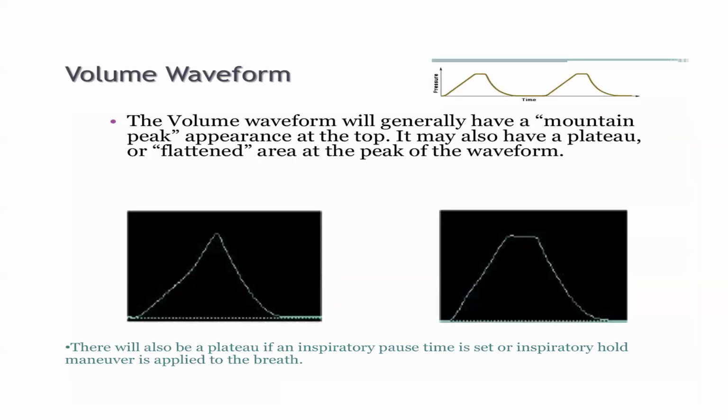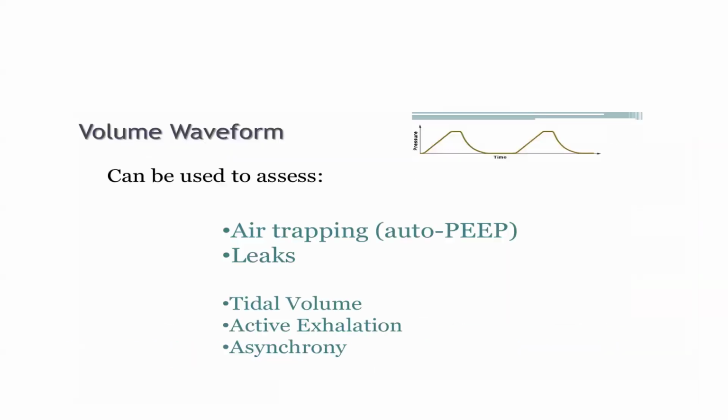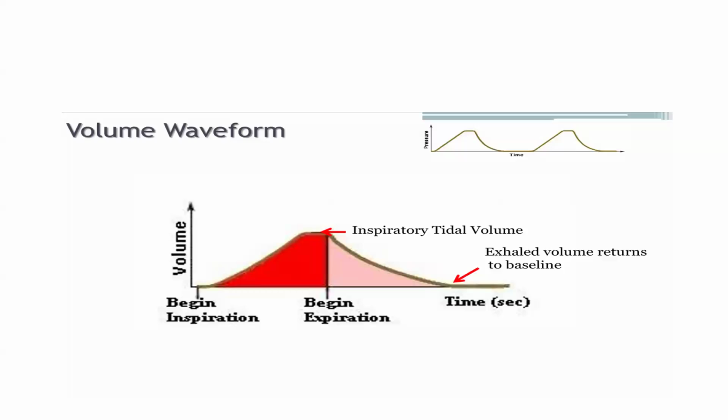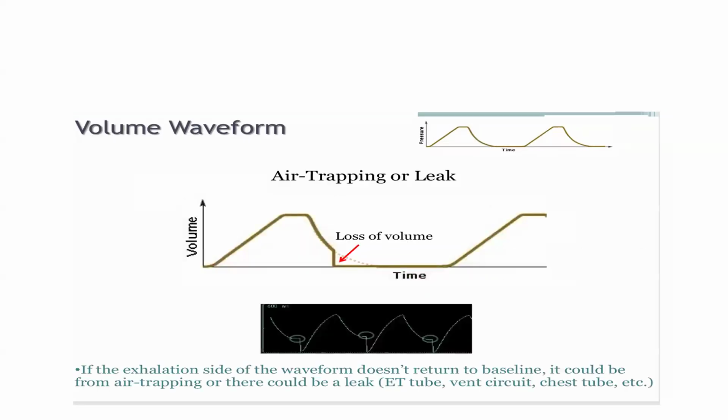Now about the volume waveform. The volume waveform will generally have a mountain peak appearance at the top, and it may also have a plateau or flattened area at the peak of the wave. There will be a plateau if an inspiratory pause time is set or an inspiratory hold maneuver is applied to the breath. The volume waveform can be used to assess air trapping, leak, tidal volume, active exhalation and asynchrony. This is the representation of the volume waveform, where the orange part is representative of the inspired tidal volume and the pink part is representative of the exhaled volume returning to the baseline.